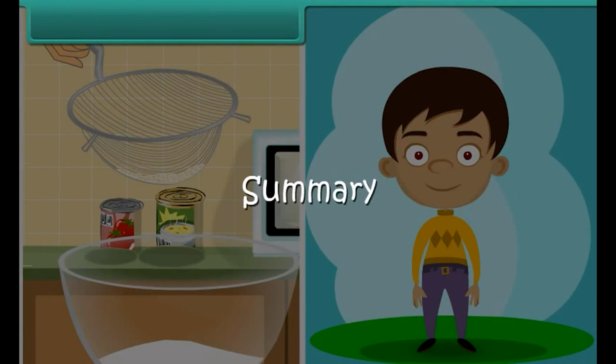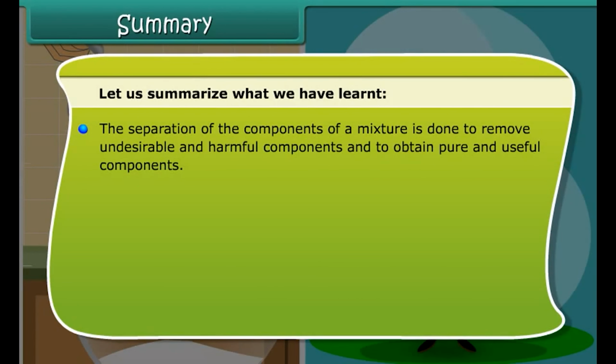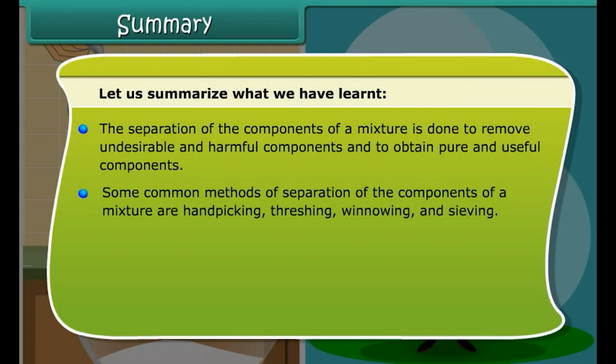Summary. Let us summarize what we have learned. The separation of the components of a mixture is done to remove undesirable and harmful components and to obtain pure and useful components. Some common methods of separation of the components of a mixture are handpicking, threshing, winnowing, and sieving.